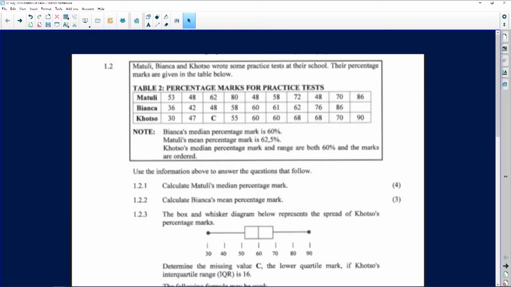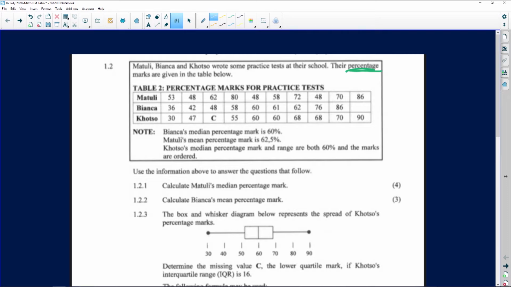Question that we have in front of us here. It says to us that Matuli, Bianca, and Khozo wrote some practice tests at their school. Their percentage marks, so percentage is not such a foreign concept in terms of data handling. So there we've got percentage. Beautiful. So they've got their percentage marks that are given in the table below.